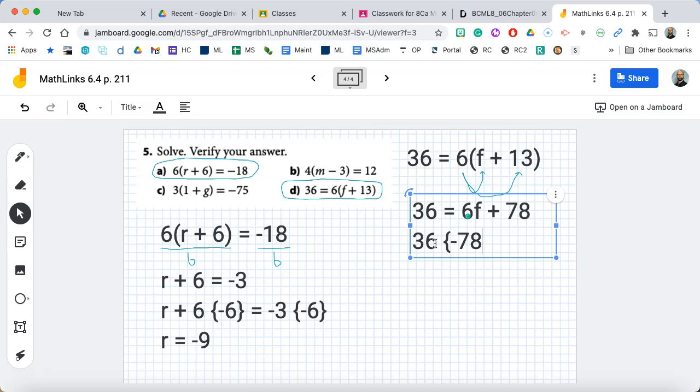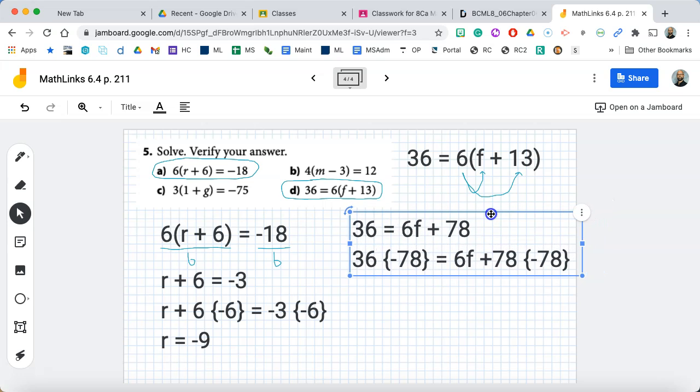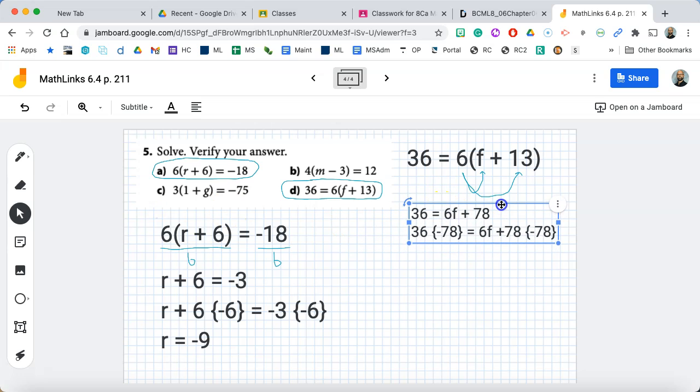36 minus 78 equals 6f plus 78 minus 78. Oh, does it not fit on here? Okay. Maybe I will make that a little smaller. Make that fit in there. Okay.